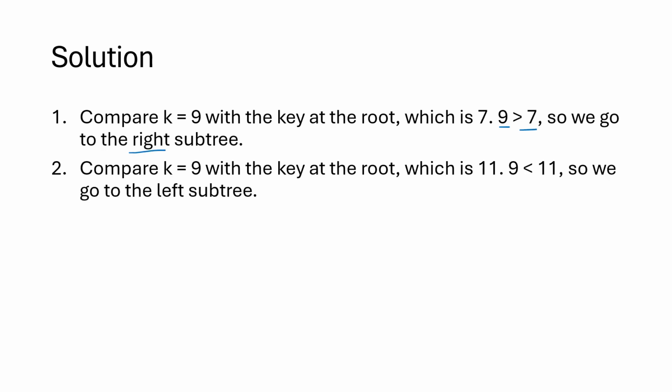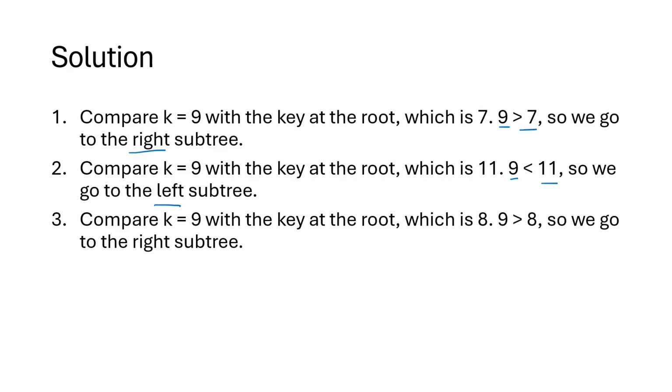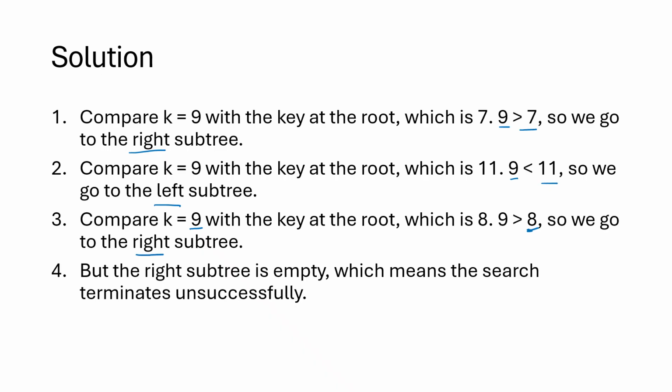Then do the same thing. This time 9 is less than the key at the root, which is 11, so we go left. And one more time, the key that we are looking for is 9. The key at the node that we are looking at is 8. Since 9 is greater than 8, we need to go right, but there is no right. The right subtree is empty, and that's another base case for this search algorithm. And in this case, the search terminates, but unsuccessfully, which means that the key that we are looking for does not exist in the binary search tree.